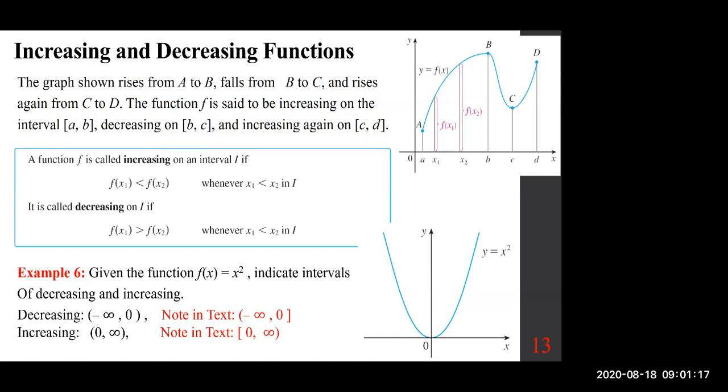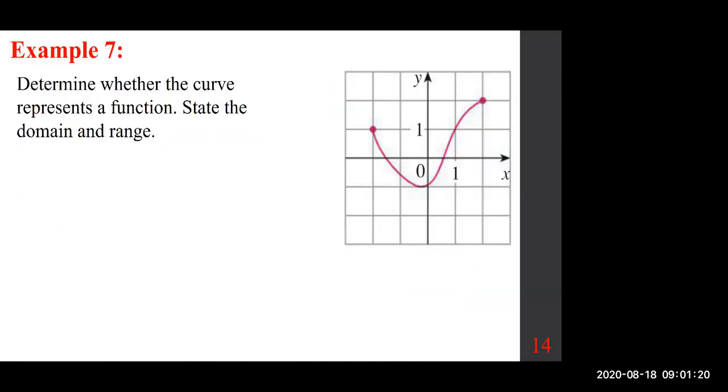In any event, here's the graph. We want to determine whether the curve represents a function, and we want to come up with the domain and range. It's a very simple case. It's obvious to everybody that this is a function. Why is that? Because it passes the VLT, short for vertical line test. There is no vertical line you can come up with that crosses the graph more than once. Therefore, yes, it represents a function.